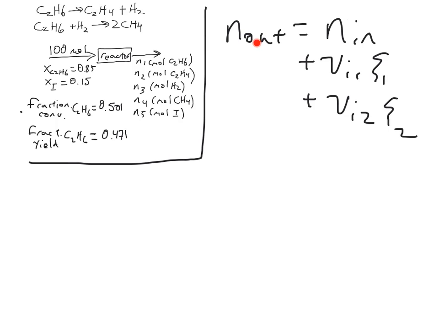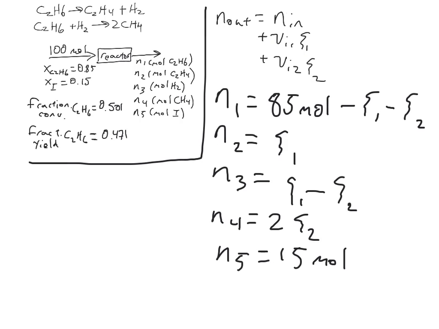The amount of a molecule leaving the reactor is equal to the amount in, plus the stoichiometric coefficient for reaction 1 multiplied by extent 1, plus the stoichiometric coefficient for the second reaction multiplied by extent 2. That's the general equation that we're going to use for setting up all the various species in terms of extent. So let's look at the individual ones for N1 through N5.